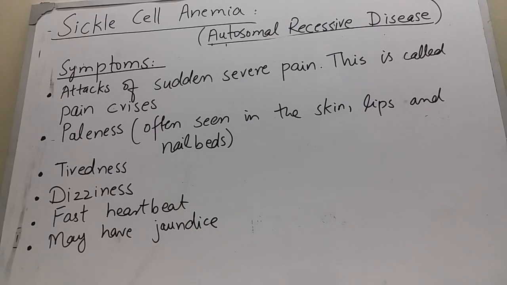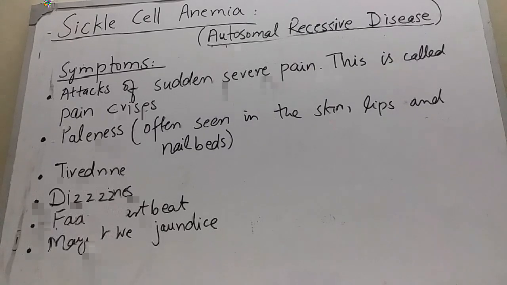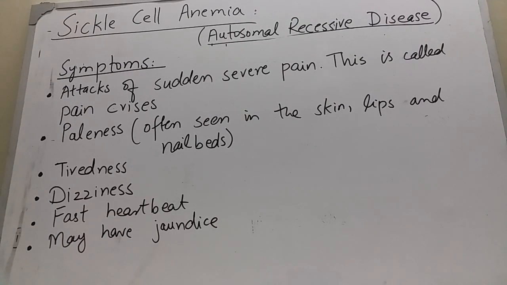Now symptoms. Symptoms of the disease include attacks of sudden severe pain, which is known as pain crisis. What is meant by pain crisis and why does the pain occur? This is because the sickle shaped RBCs get stuck together easily and block the small blood vessels which supply blood to the organs. So in this case, when the blood is not getting to the organs where the blood should be, it leads to pain and organ damage.